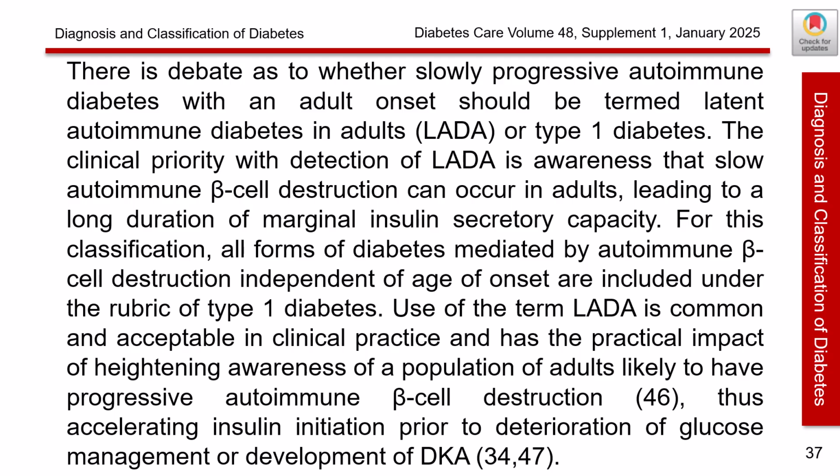Use of the term latent autoimmune diabetes in adults is common and acceptable in clinical practice and has the practical impact of heightening awareness of a population of adults likely to have progressive autoimmune beta cell destruction, thus accelerating insulin initiation prior to deterioration of glucose management or development of diabetic ketoacidosis.